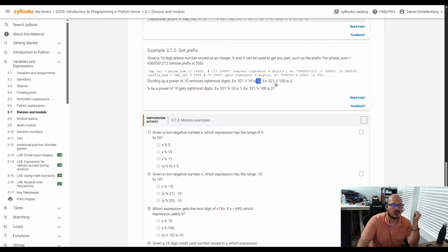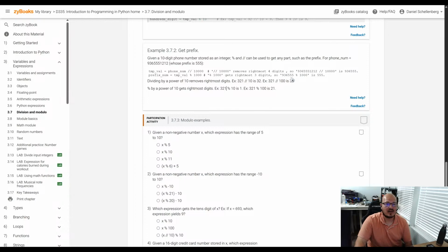So we got the 32 and the 3. Now modulo by a power of 10 gets the rightmost digits. 321 modulo 10 is 1, because 10 has only one 0. This is the way I think of it: however many zeros there are is how many decimal places you move to the left, from wherever the decimal is currently at.